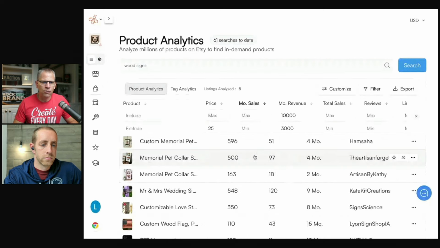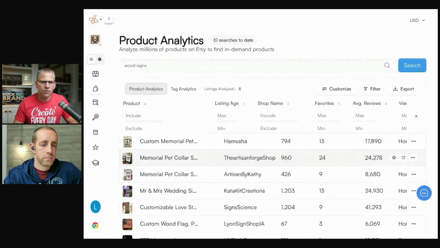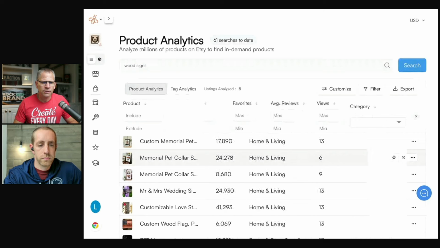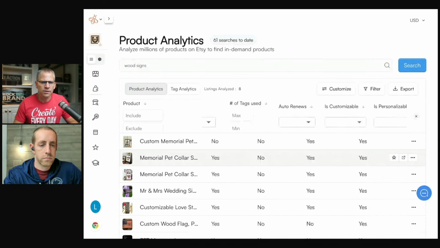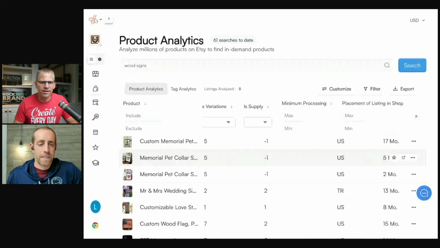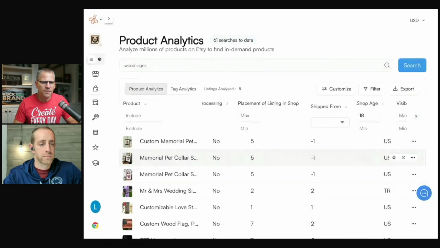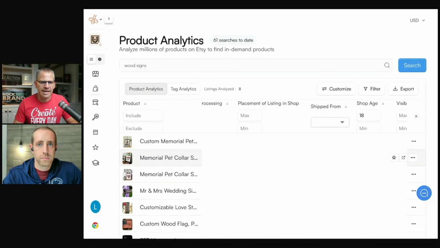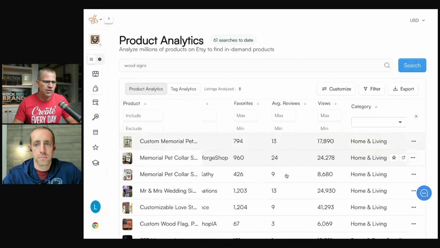And then if we go across here, we had the shop age. Let's see here. Where are you? There we go. Right there. It's all the way over. There it is. 18 months. And the listing age, we have that at 18 months as well. Okay. So everything's stuck. All we did was change it to wood signs.